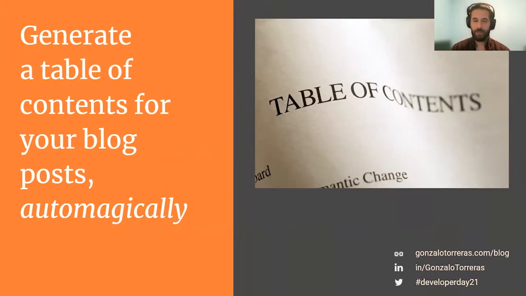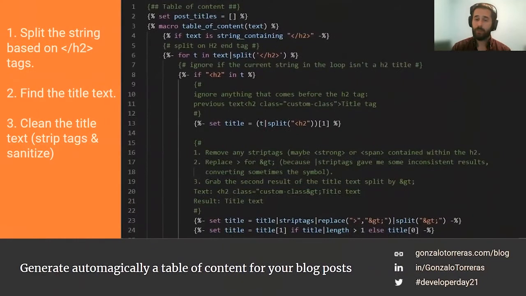Next one. Generate a table of contents for your blog post automatically. The macro will create a list of anchor links based on the H2 titles given a text string, in this case, a post body. This is a bit more complex and we don't have enough time to go down the rabbit hole, but let me summarize the main step that we are doing here.